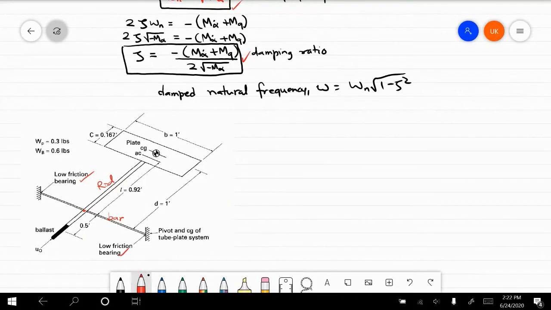So you need to find three things. You need to find the damping ratio. So you need to find this. You need to find the natural frequency. And then you need to find the damped natural frequency, this. Okay.